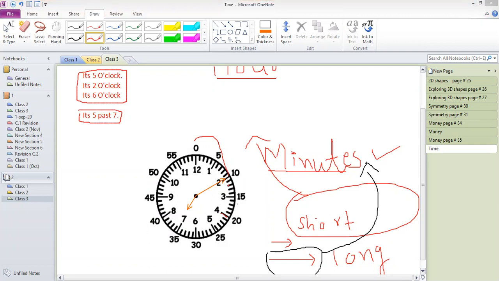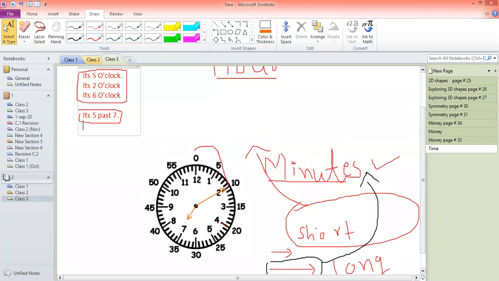Can you tell me the time of this? What time is it on the clock? 10:07. Very good. You will say, sir, it's 10:07. It's 10:07. What does that mean, guys?